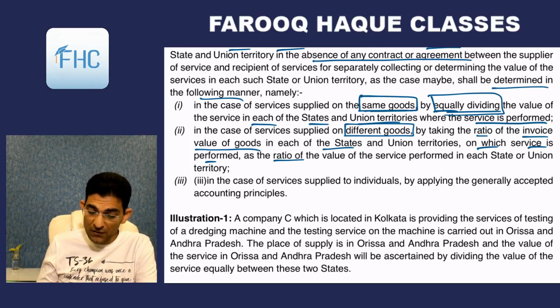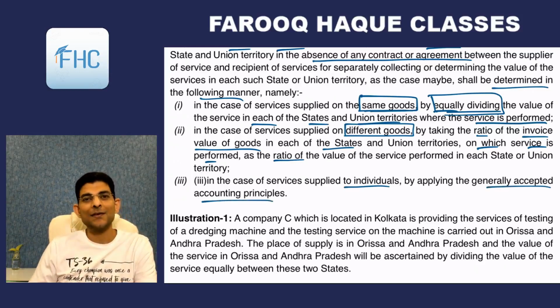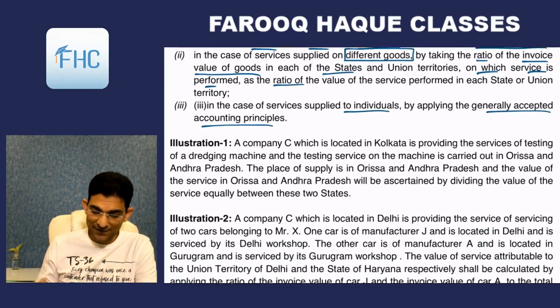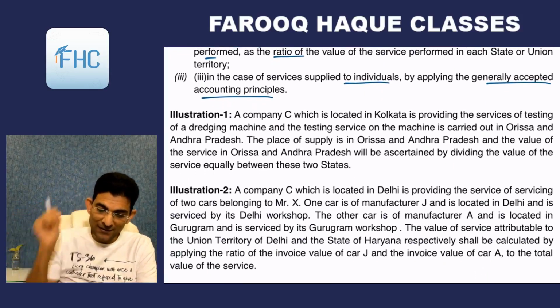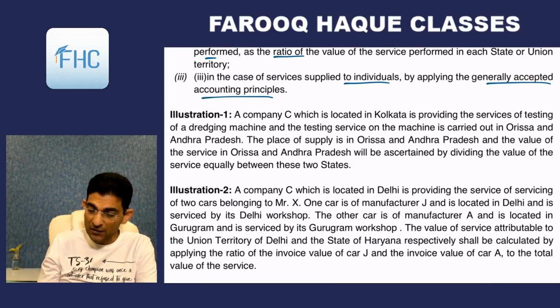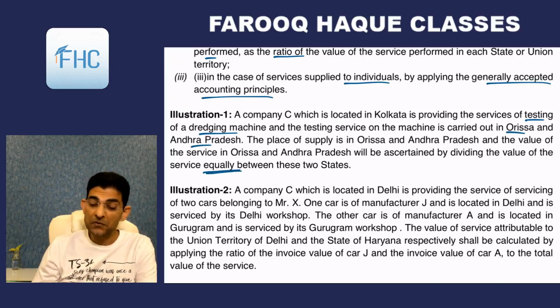Third, in case of service applied to individuals where physical presence is required, by applying generally accepted accounting principles. So here they have left it to generally accepted accounting principles. Illustrations are given: a company C, which is located in Kolkata, is providing the service of testing of a dredging machine, and the testing service on the machine is carried out in Orissa and Andhra Pradesh. The place of supply is in Orissa and Andhra Pradesh, and the value of supply will be ascertained by dividing the value of service equally between these two states. Simple, equally divided.